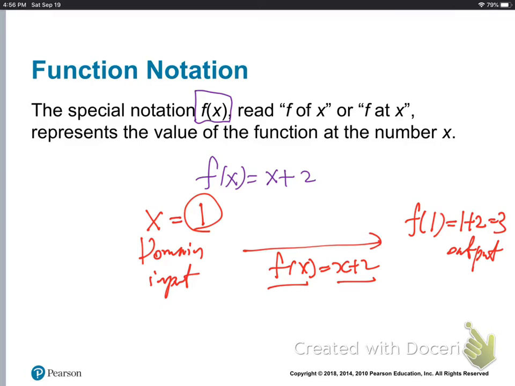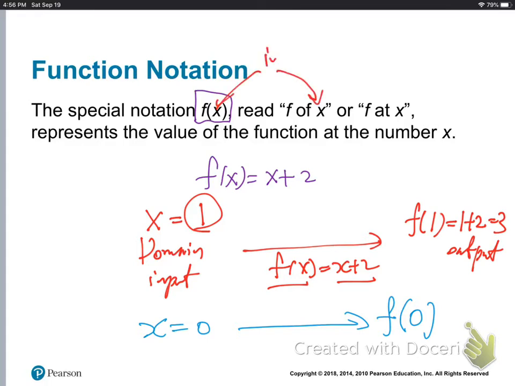So if input is 0, x is 0, now what's the output? We write out f of 0. x stands for the input. f of x is the output. So input is 0, and f of 0 is, in the formula, x replaced by 0. So 0 plus 2 is 2. So output is 2. So we use f of x to stand for the output, the result of the function.